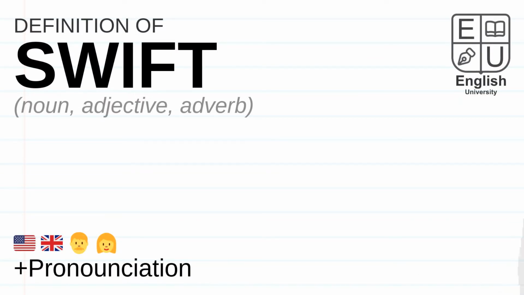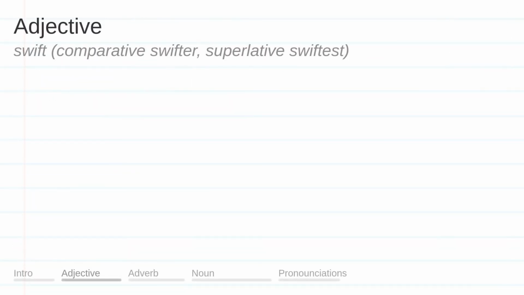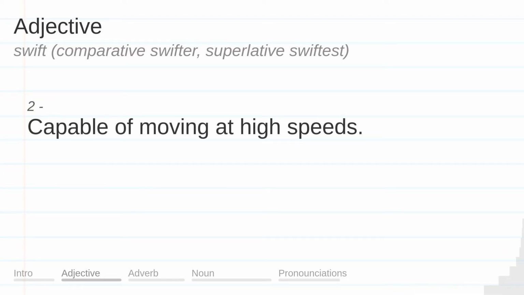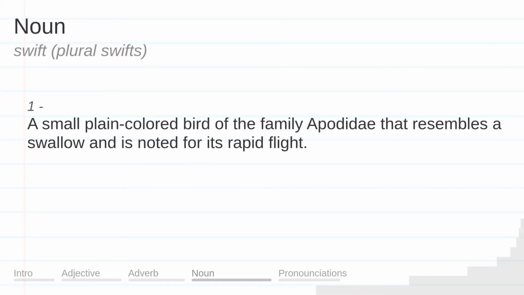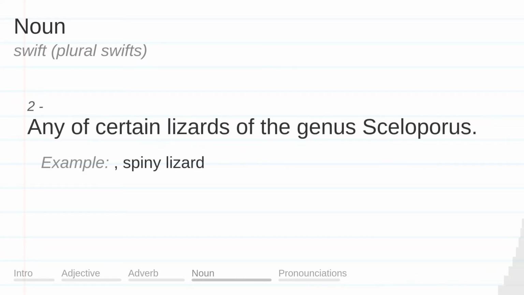Definition of the word swift. Adjective: fast, quick, rapid; capable of moving at high speeds. Adverb: swiftly. Noun: a small plain-colored bird of the family Apodidae that resembles a swallow and is noted for its rapid flight. Any of certain lizards of the genus Sceloporus.